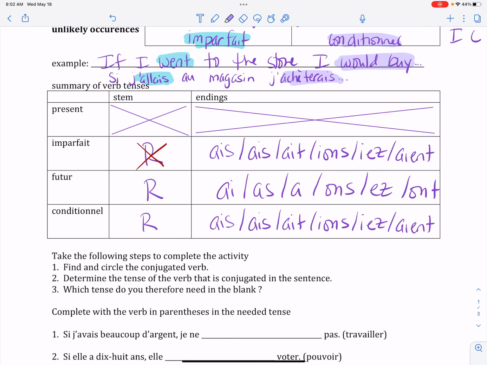The imperfect has the AIS set of endings, and it comes from the nous conjugation of the present tense with the ONS removed. So you have a verb like aller, with nous allons. We drop the ONS, and ALL is that stem. So what we're going to end up with is a stem that does not have R as the last letter. And that's used to differentiate it from the conditional, because the conditional and the imperfect have the same endings. The difference is the conditional has a stem that always has the letter R as the last letter. The future has that same stem with R as the last letter, and it has the AI set of endings.